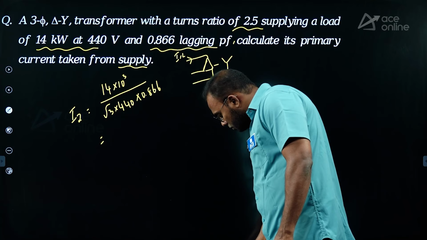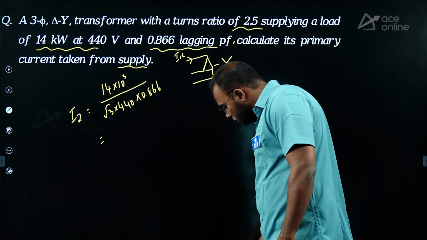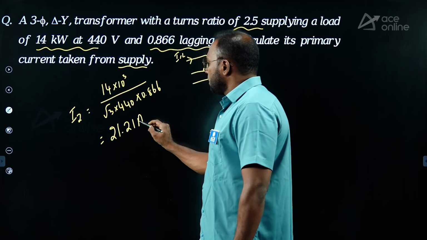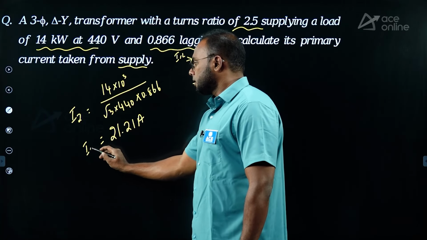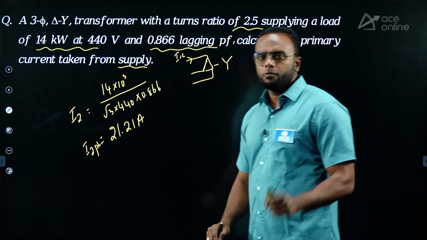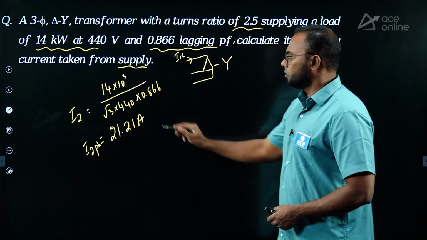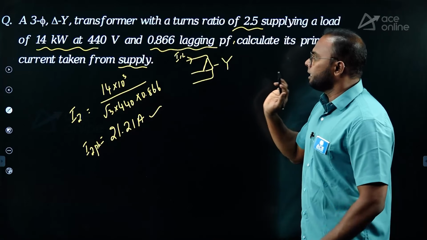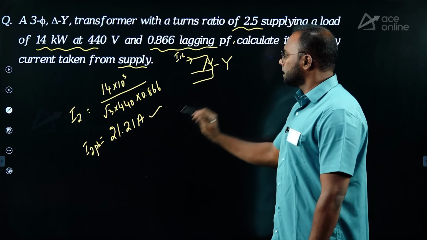The current I2 is coming 21.21. Cross check these values, everyone. This is line current and also phase current, because secondary is star connection, no? Phase current is also the same. So this is both phase current and line current. Now we need primary side line current. First let us calculate primary phase current here.